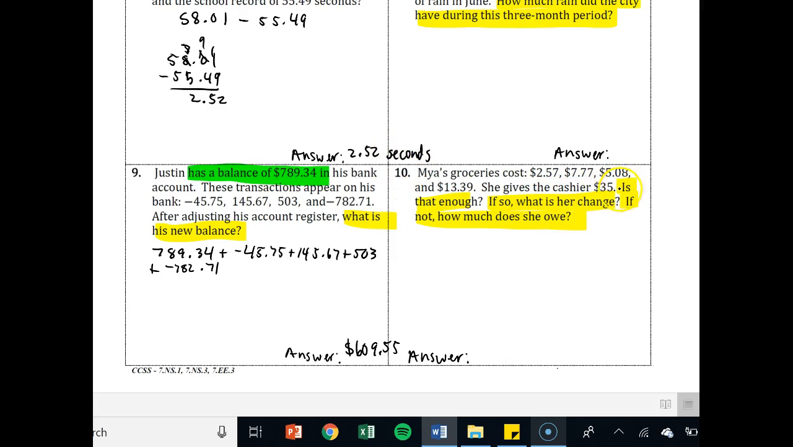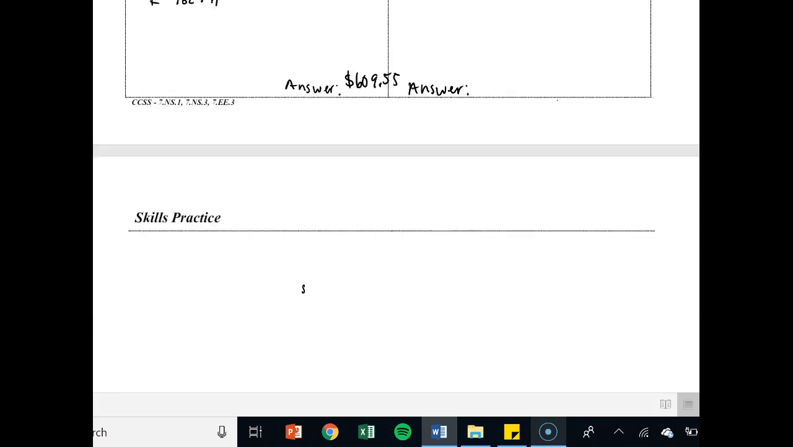Number 10, it asks you 2 questions. First of all, is it enough to have $30 to pay for all 4 of those items? So add up all 4 of those items and see if it's less than 35. If so, tell me what the change is. If not, tell me how much she would actually have to owe afterwards.